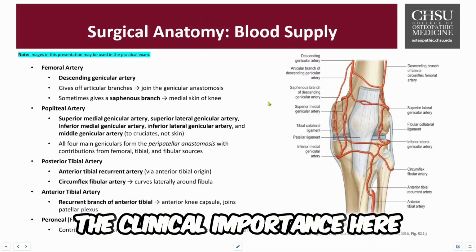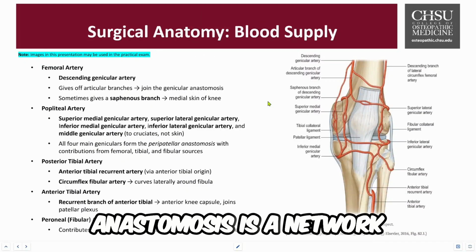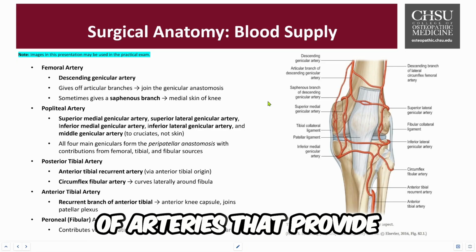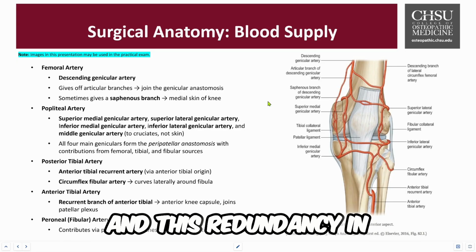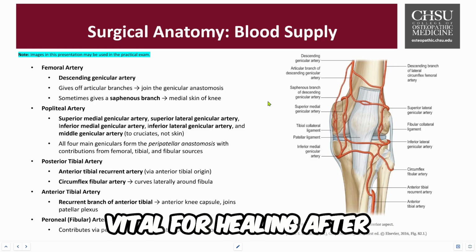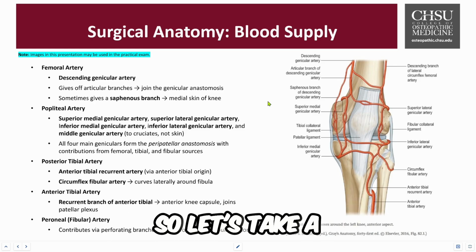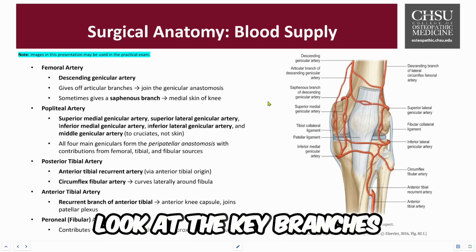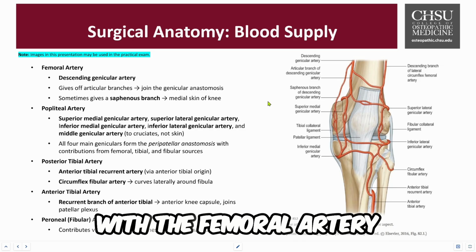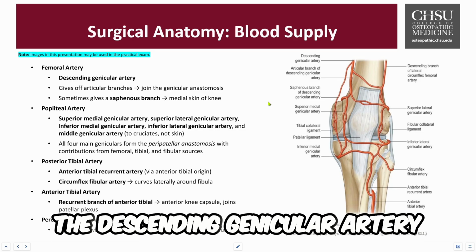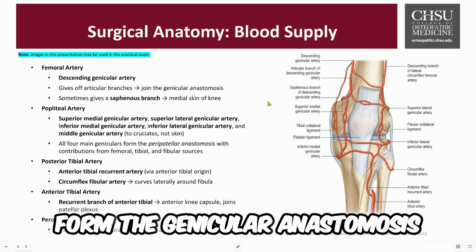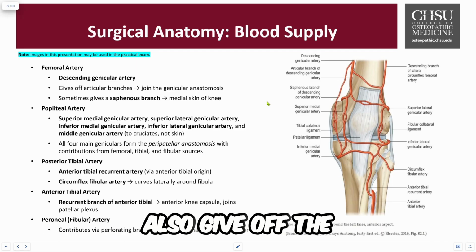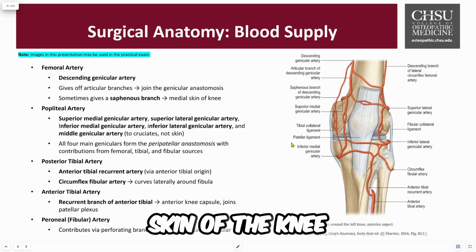The clinical importance here is that the genicular anastomosis is a network of arteries that provide the collateral circulation to the knee. And this redundancy in the blood supply is vital for healing after traumas or injuries. So let's take a look at the key branches. We start off with the femoral artery that gives rise to the descending genicular artery. And that then gives off small branches that form the genicular anastomosis. And sometimes it also gives off the saphenous branch towards the skin of the knee.